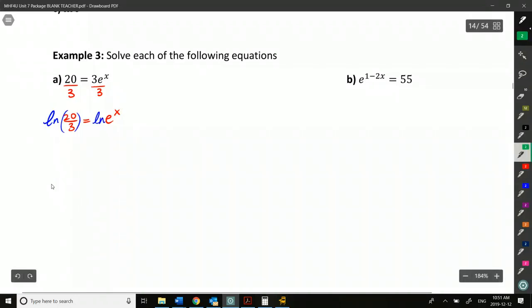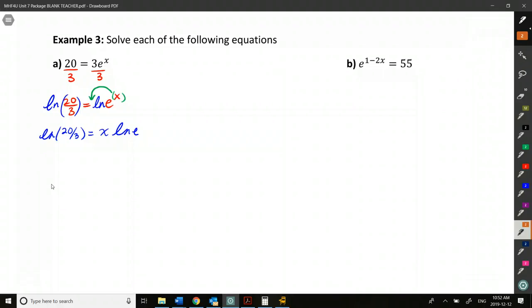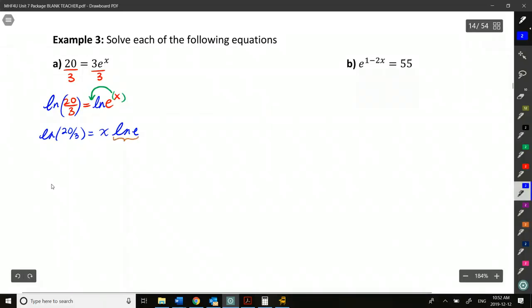Okay, and because ln is a logarithm, I'm still allowed to use logarithmic rules with this. And my power rule of logarithms tells me that I'm allowed to bring an exponent down when it's on top of a logarithm like that. So we're going to have the ln of 20 over 3, and that's going to be equal to x times the ln of e. Now the nice thing about using ln instead of logging both sides, which you can also do, you can definitely log both sides, but look what I have here now. Ln of e is 1, we figured that out, right? So if this equals 1, I know x is just equal to the ln of 20 over 3.